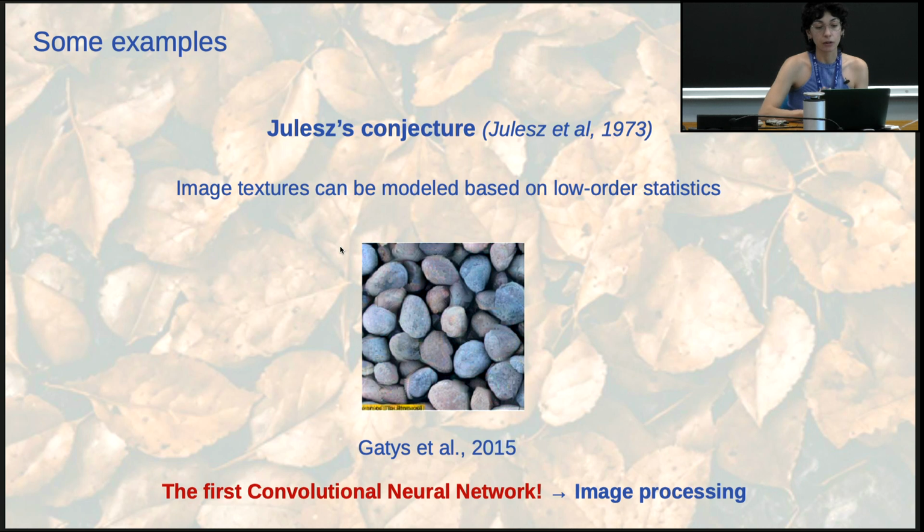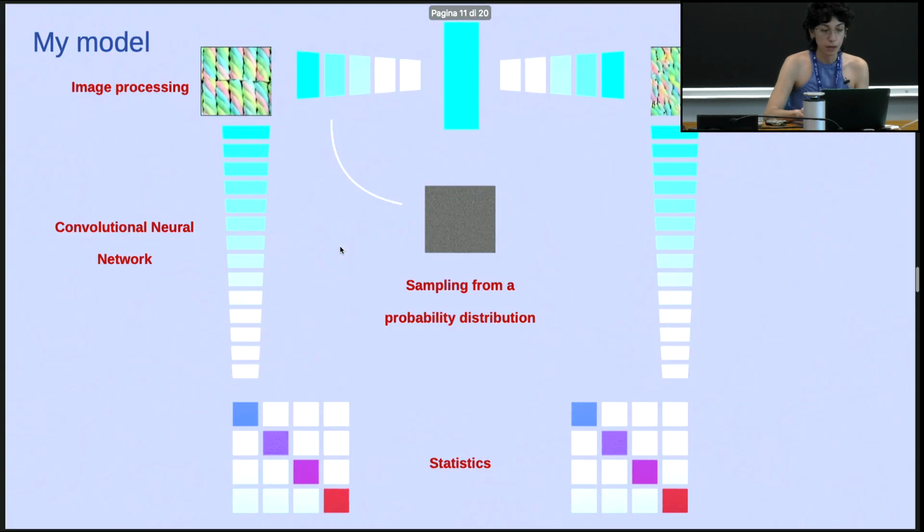However, keep in mind that this model is still based on Julesz's conjecture, because even if it exploits the representation of a neural network, it is still based on low-order statistics. I am personally working on another model, which is a generative model for image processing and for texture synthesis. The name is variational autoencoder, but I'm not going to go into the details.